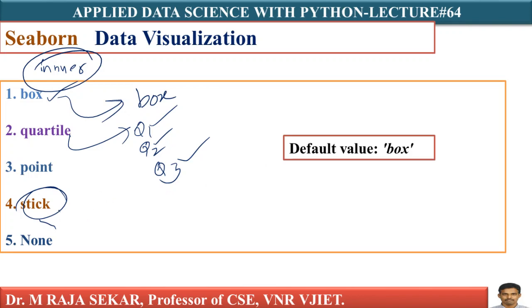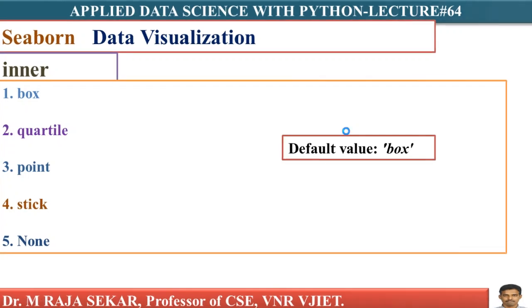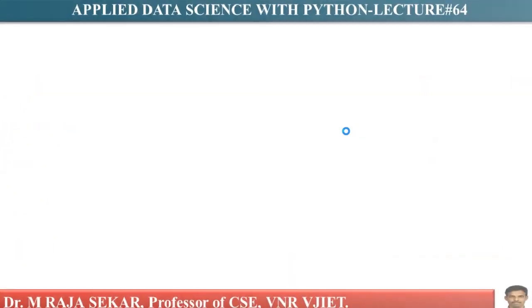I request you to keep on changing values of inner and try to understand the output so that you can visualize what's happening. Always remember your default value is box. If you are not specifying this inner variable, the system will treat it as box, meaning it will construct a box plot. These are the possible values for inner: box, quartile, point, stick, none. Its default value is box, isn't it? Anyway, let me proceed further.